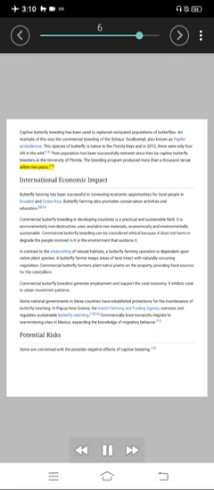International economic impact. Butterfly farming has been successful in increasing economic opportunities for local people in Ecuador and Costa Rica. Butterfly farming also promotes conservation activities and education. Commercial butterfly breeding in developing countries is a practical and sustainable field. It is environmentally non-destructive, uses available raw materials, and is economically and environmentally sustainable. Commercial butterfly breeding can be considered ethical because it does not harm or degrade the people involved in it or the environment that sustains it.